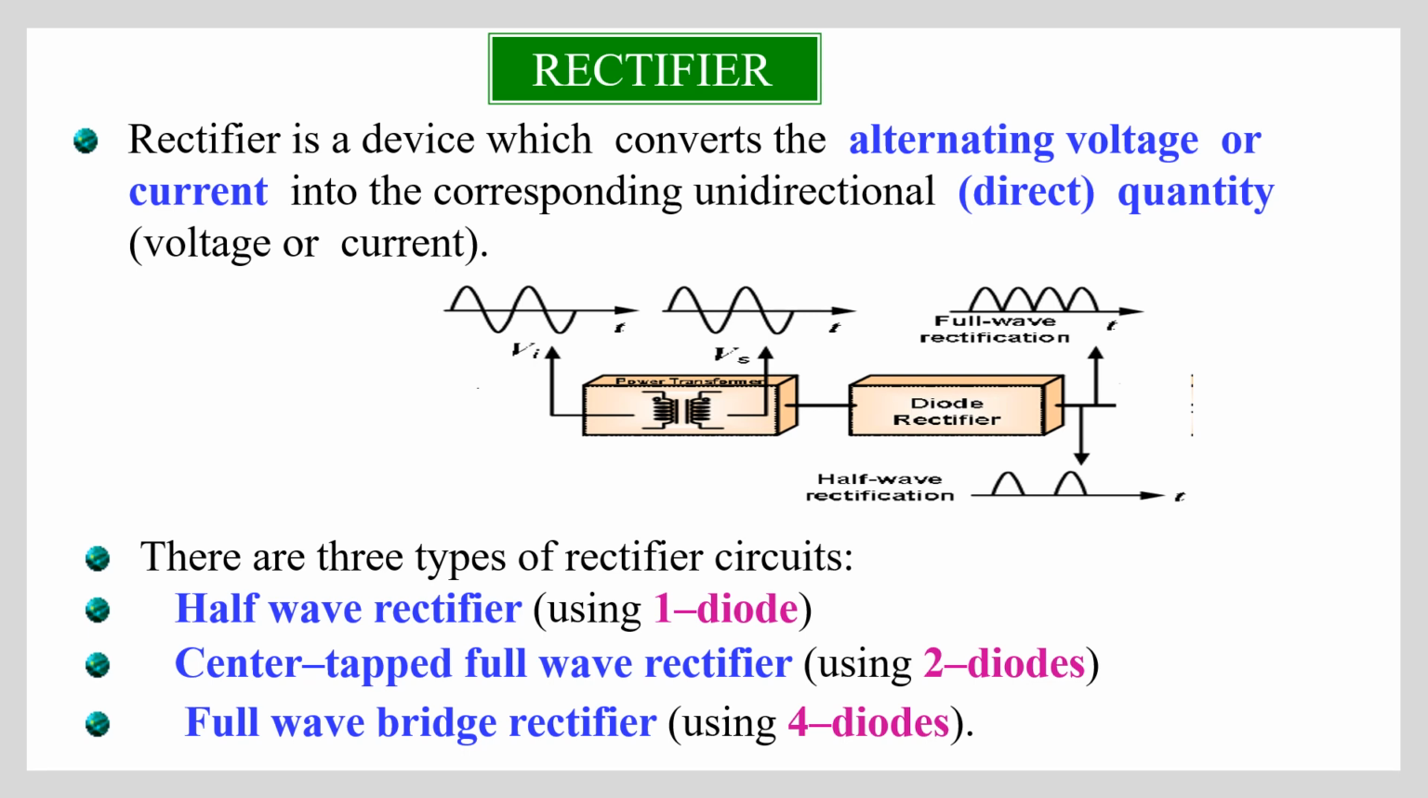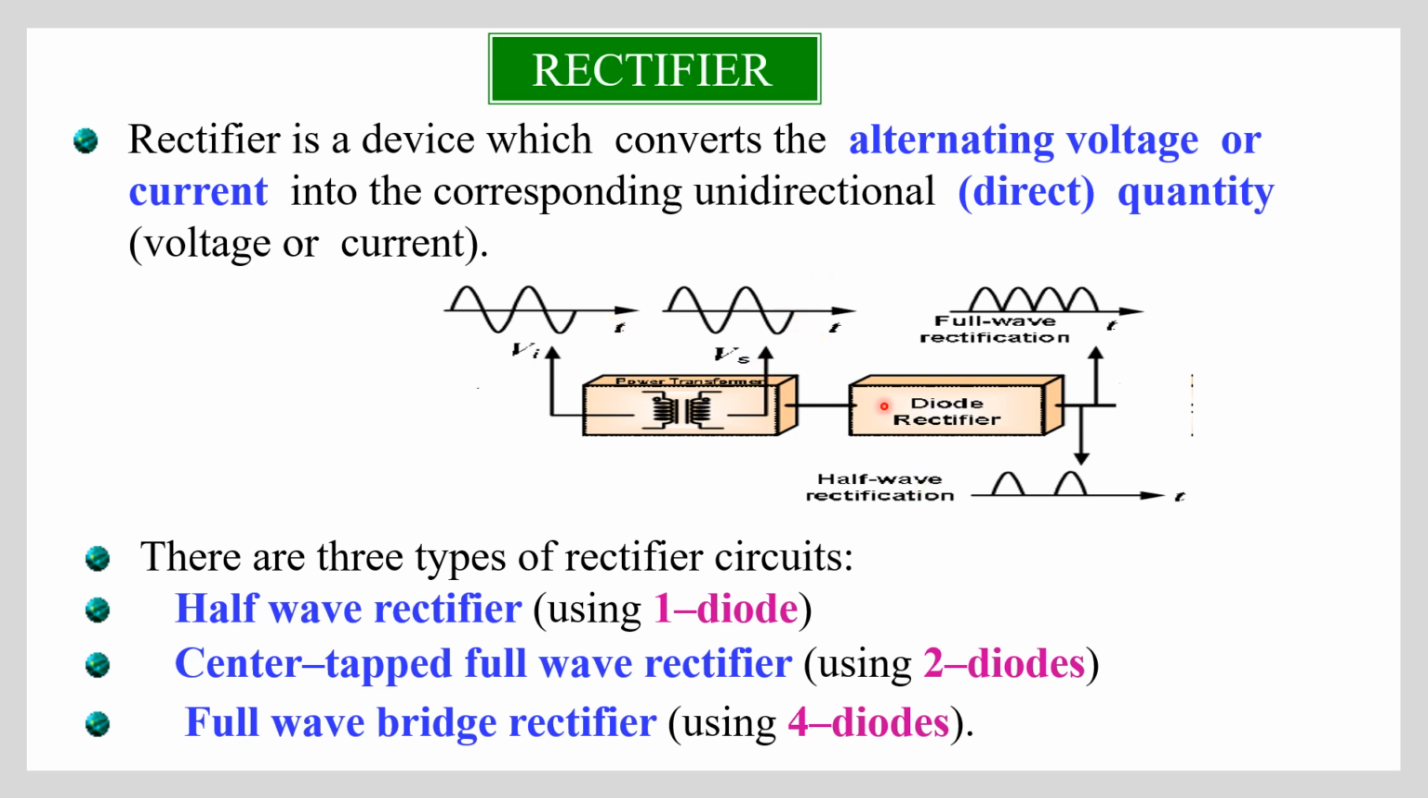So let us start with the rectifier. The rectifier is a device which converts the alternating voltage or current into its corresponding unidirectional or direct quantity, that is of voltage or current. Here we have 230 volt AC applied to a transformer. The work of the transformer is to step down, reduce the AC voltage, and then it is given to a rectifier. Now the rectifier converts this bidirectional AC into unidirectional DC voltage.